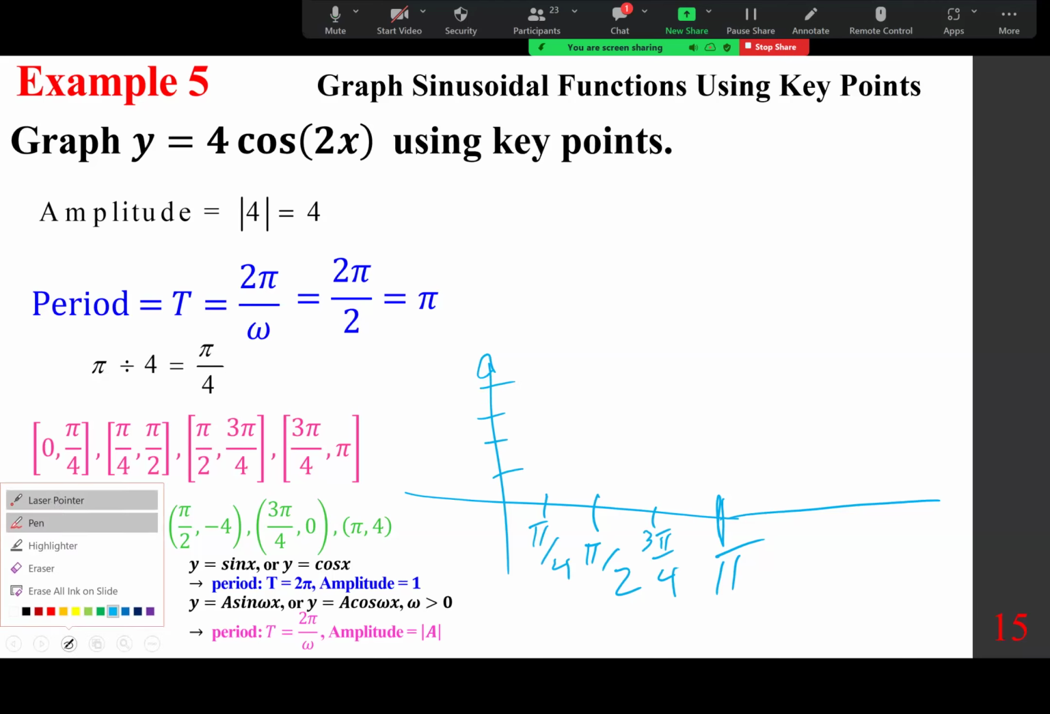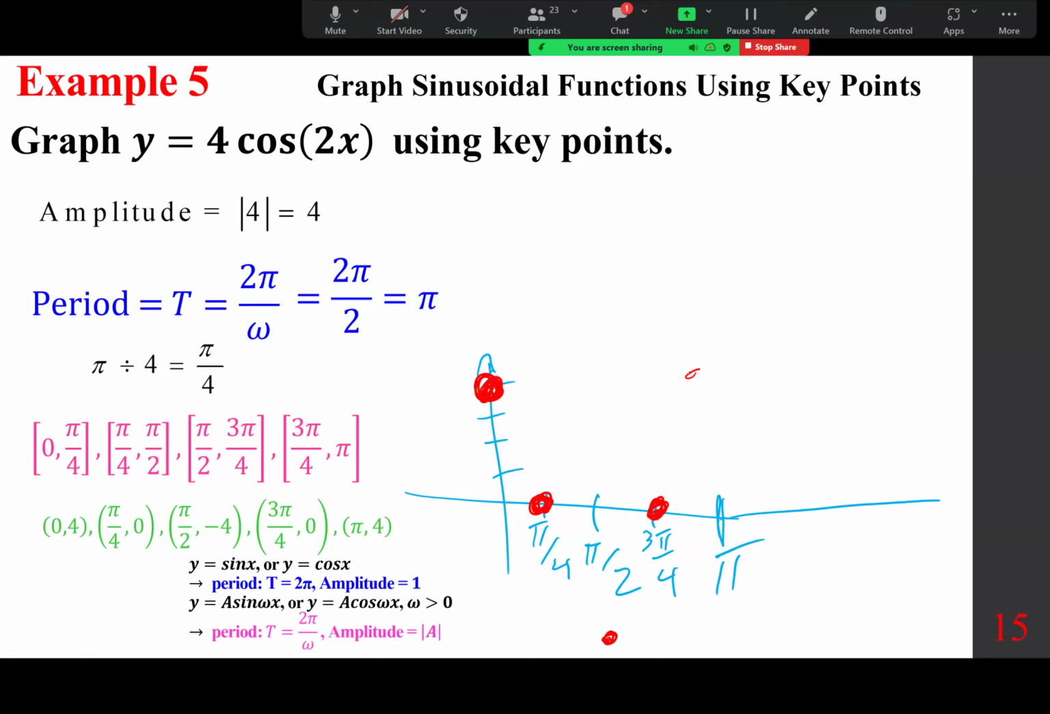So here's 0. Pi over 4, 0. Pi over 2, somewhere it's here. 3 pi over 4, 0. Pi, 0. And it looks like that, which is a lot better than what I have.